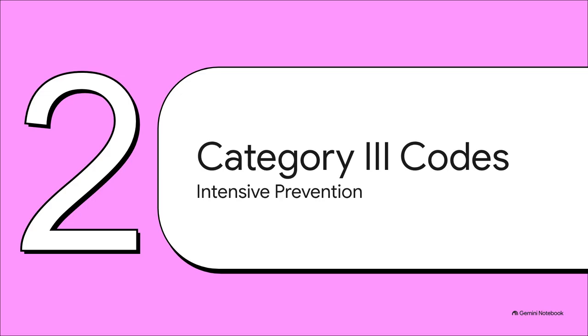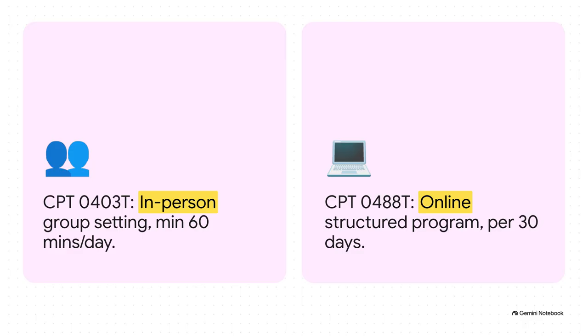Moving right along to Part 2, Category 3 prevention codes. There is a massive divide in how we actually bill for the delivery methods of intensive prevention programs. CPT 0403T requires a standardized curriculum in an in-person group setting, and it demands a minimum of 60 minutes per day. Now contrast that totally with CPT 0488T. That one covers an online or electronic structured intensive program for an individual, and it's billed per 30 days. The clinical goal is exactly the same, but the coding completely bifurcates based on whether you're doing daily face-to-face sessions or monthly digital engagement. It's a real game changer to know the difference.